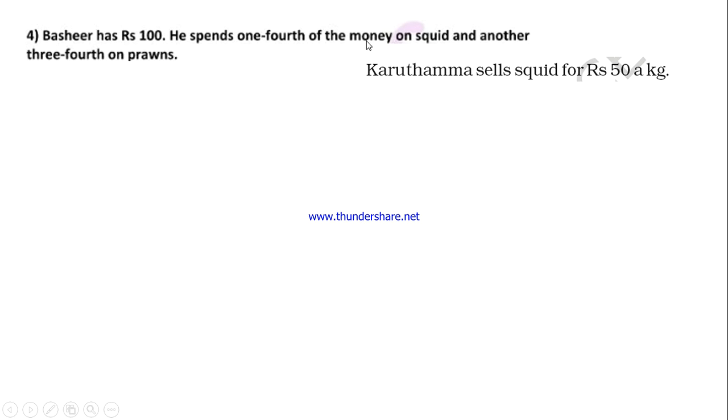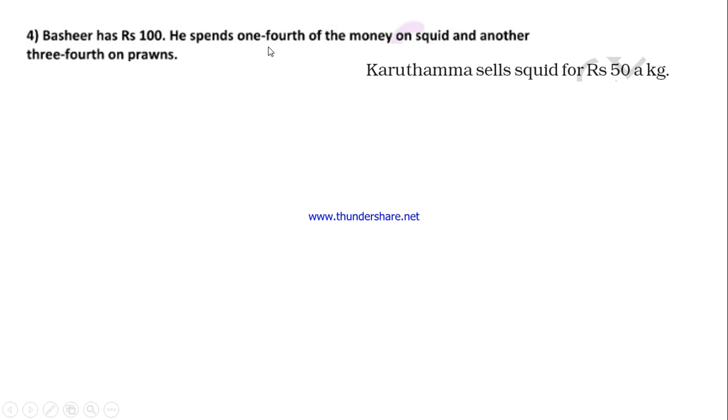So to buy that squid fish, he is spending 1/4 of 100 rupees. Then to buy prawn, 3/4 of 100 rupees is going to be spent. And who is selling that squid fish? Karuthamma. And the cost of 1 kilogram of squid fish is rupees 50.